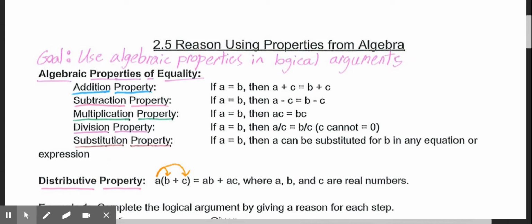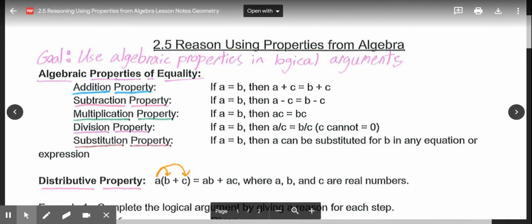Subtraction property, if A equals B, then A minus C equals B minus C. So we can subtract the same value and they're still equal. The multiplication property, if A equals B, then A times C equals B times C. Division property, if A equals B, then A divided by C equals B divided by C, with one sub-rule there that C cannot equal 0 because division by 0 is undefined.